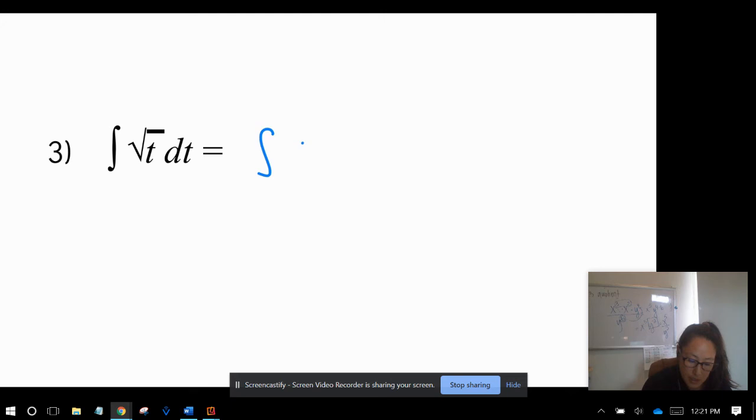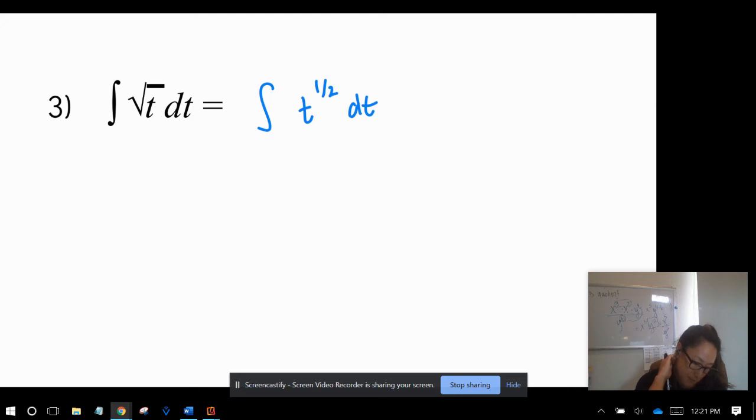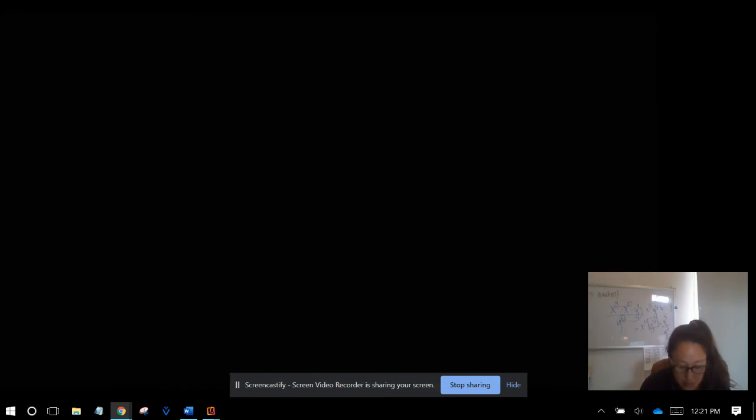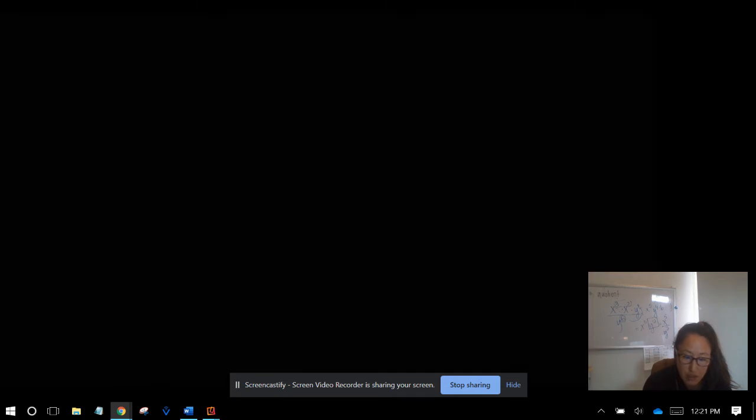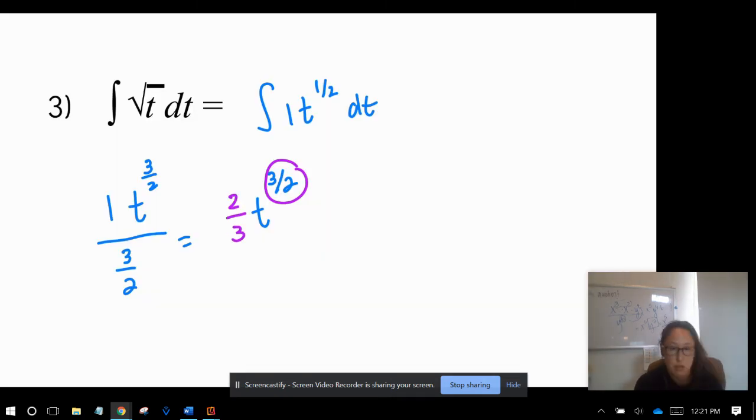Again, let's rewrite t to the 1/2 power dt with respect to t. So we're going to raise our power, since I have a power rule here, I have t to the 3/2. I had a 1 out in front as the coefficient originally, so I'm going to divide by 3/2. The faster way to do this would be, if my power is a fraction, I'm just going to multiply by the reciprocal of 2/3. So instead of dividing by 3/2, I'm multiplying by the reciprocal of 2/3. And I'm going to add my plus c.